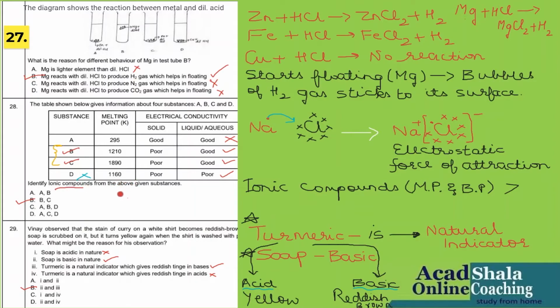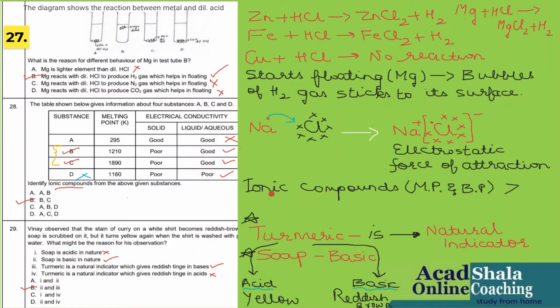Ionic compounds are what, children? We know it, it is the transfer of electrons. For example, sodium and chlorine: sodium transfers 1 electron towards chlorine and then sodium chloride is formed. Because of these positive and negative ions, it shows a very high electrostatic force of attraction.